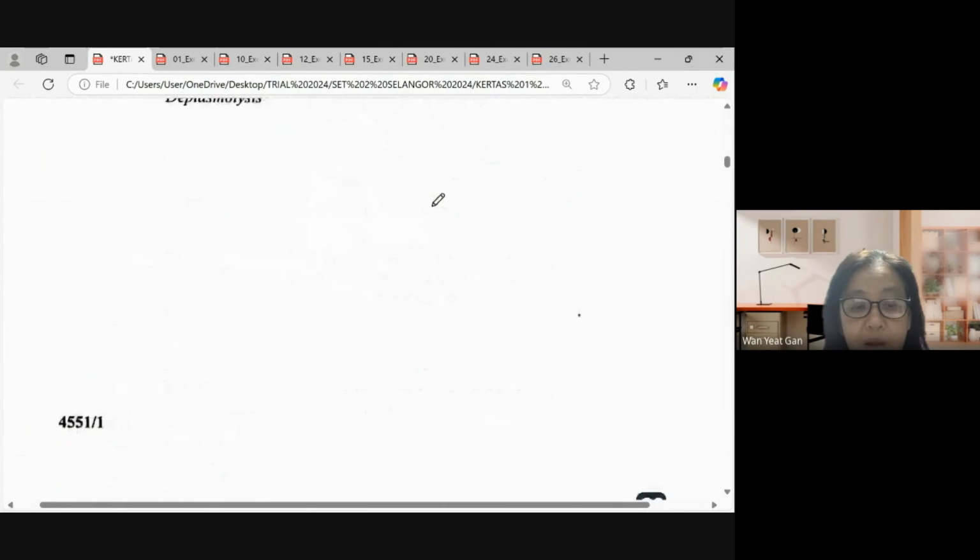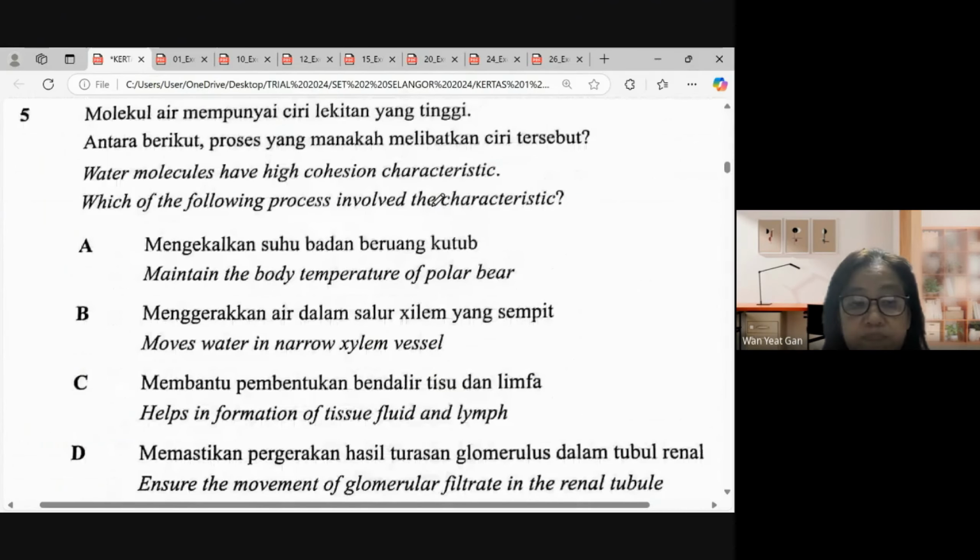Okay, question 5. Water molecules have a high cohesion characteristic. Which of the processes involves the characteristic? Cohesive and adhesive characteristics help water movement along the xylem vessel. So water is able to move along the xylem vessel because of these two processes that help to hold the water in the xylem vessel.